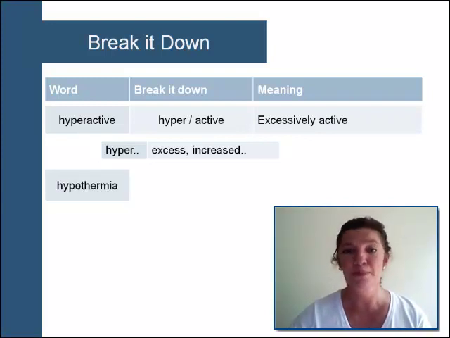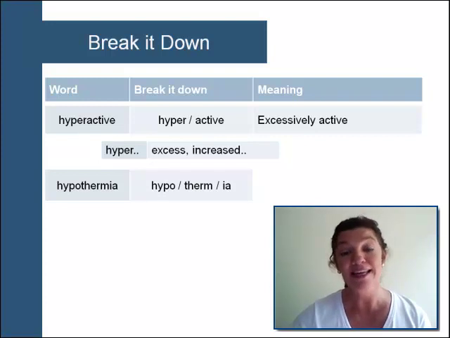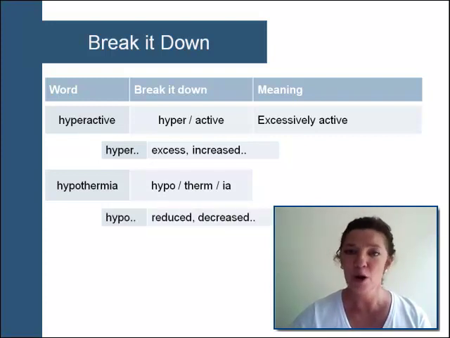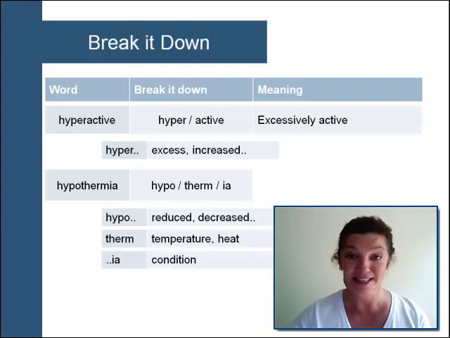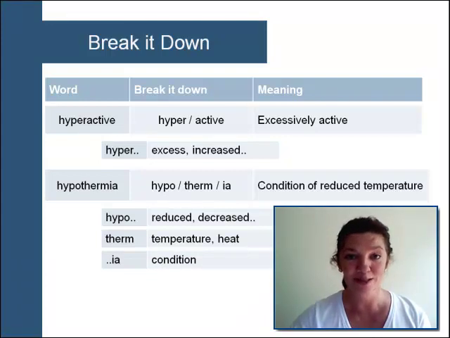Another term, hypothermia. Again, a common word. Let's break it down. Hypo, therm, ia. Hypo means reduced, decreased, insufficient, not enough. Therm relates to temperature, and ia means condition. So from knowing these component parts, we can work out that hypothermia means a condition of reduced temperature.